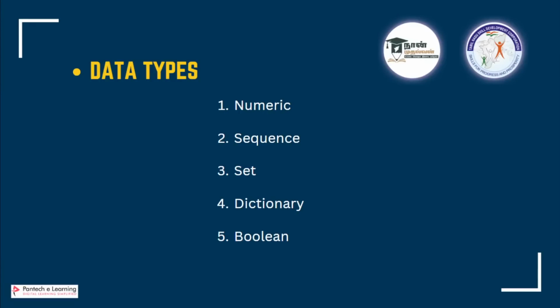So what is the key difference between a list and a tuple? Can you please respond in the chat box? What is the key difference between a list and a tuple? What all things can you say? What is their difference?